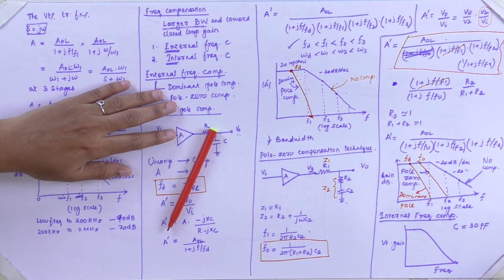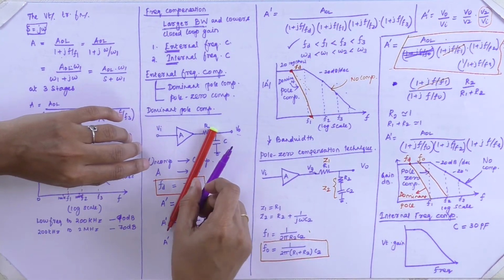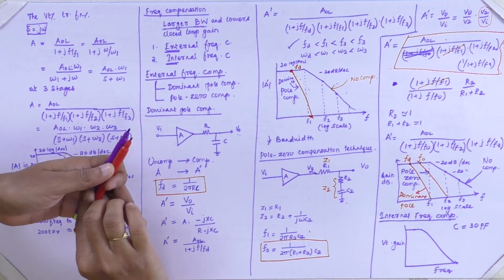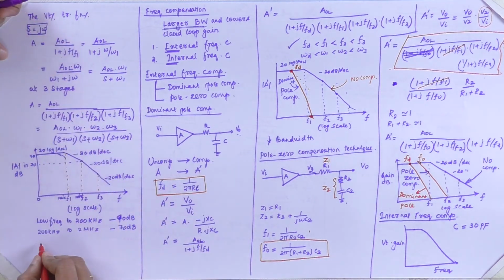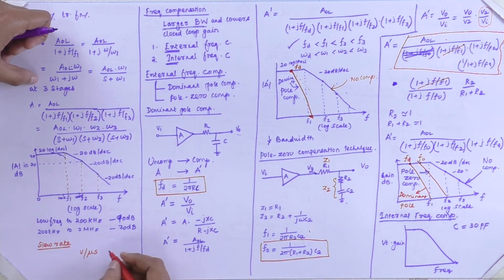Coming to the last topic called slew rate. So slew rate is defined as the maximum rate of change of output voltage. So I'll be mentioning it here. Slew rate is defined as the maximum rate of change of output voltage caused by a step input change, and it is measured in volt per microsecond.